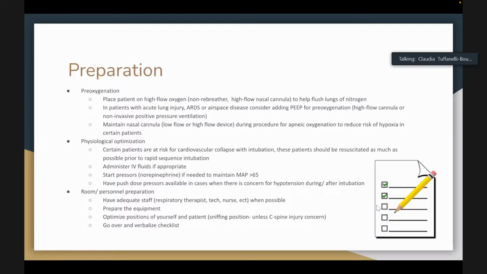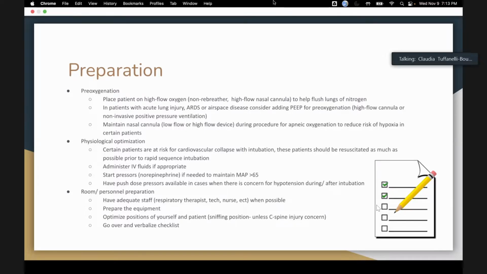You can also use push dose epi. I included how to make it at the end of this slide because I think it's valuable, but push dose epinephrine is when you mix epinephrine with a small amount of normal saline. And if your patient is already hypotensive, it's good to just go ahead and have this ready for the intubation.